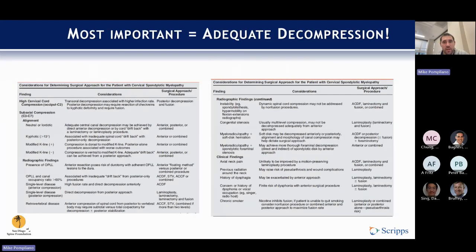Like I said, most important is adequate decompression. There are many guidelines that have been attempted, but it really comes down to what you're trying to address. So is it kyphotic? Is it lordotic? Where does the K-line fall? Do you need an anterior and posterior approach combined in order to address pathology at both locations? Is it congenital stenosis where doing a 1-level ACDF won't actually decompress other levels that have more subtle pathology? It's all patient-specific factors.